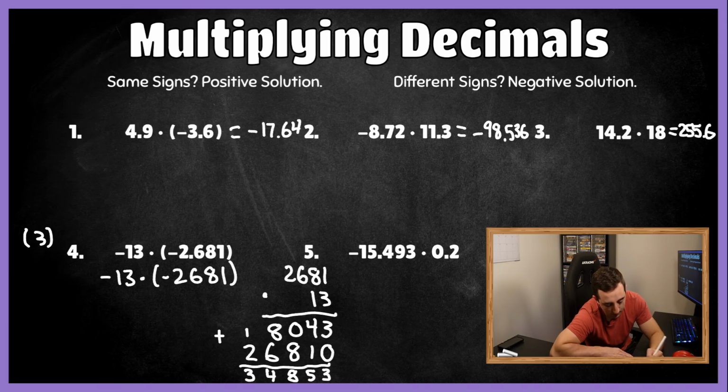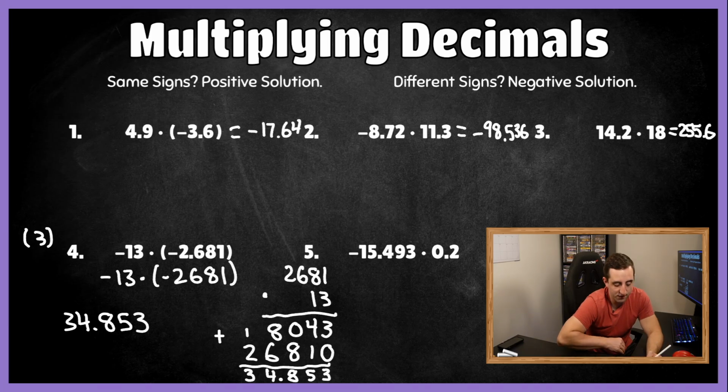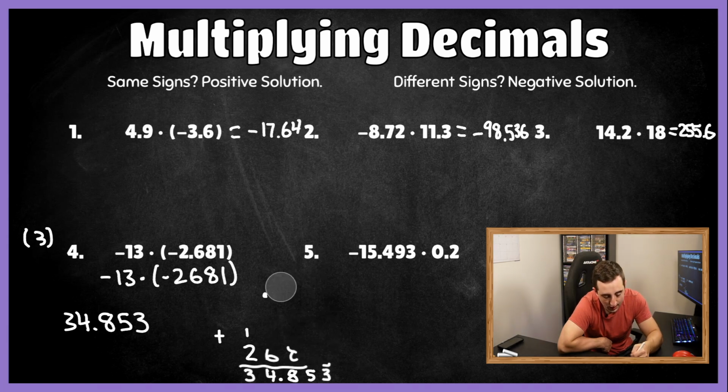And then there's 3 numbers behind the decimal point. So that's going to go in front of the 8. And we end up getting a positive 34 and 853 thousandths for number 4 for a final answer. And it's positive, same signs, positive solution. And then we got one more.